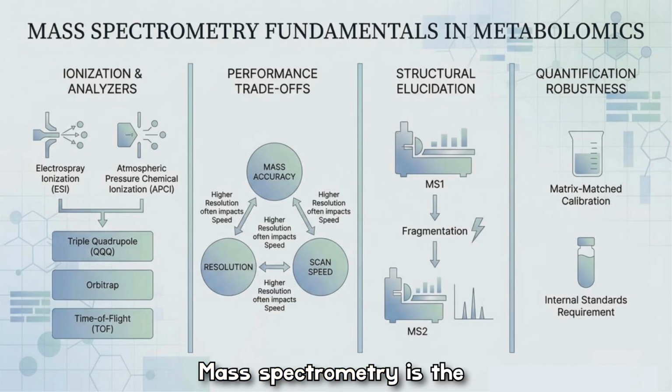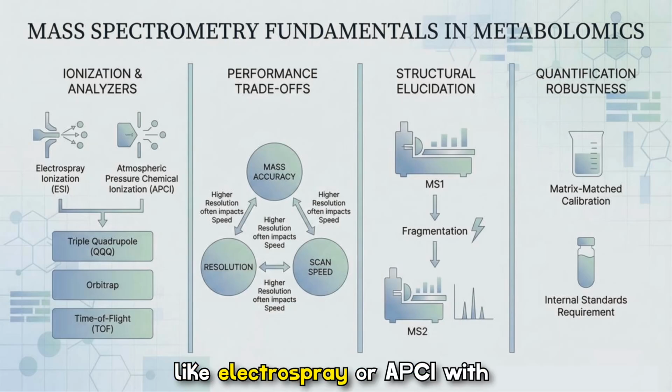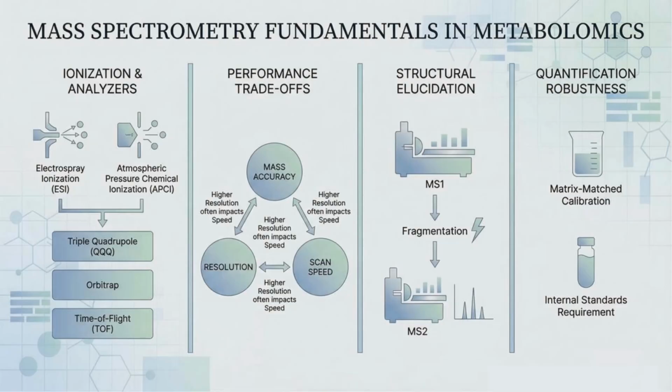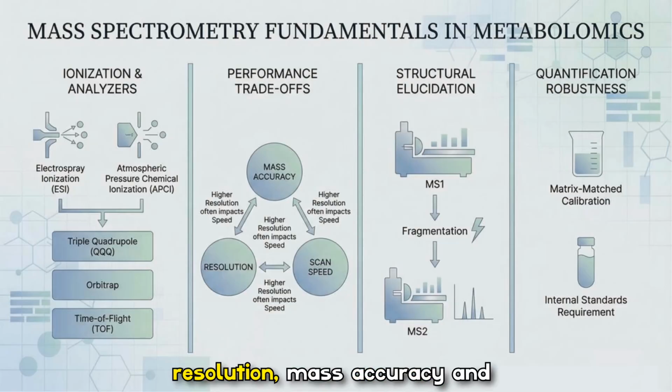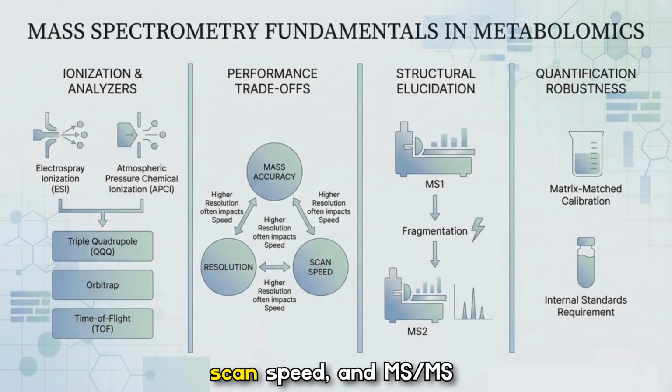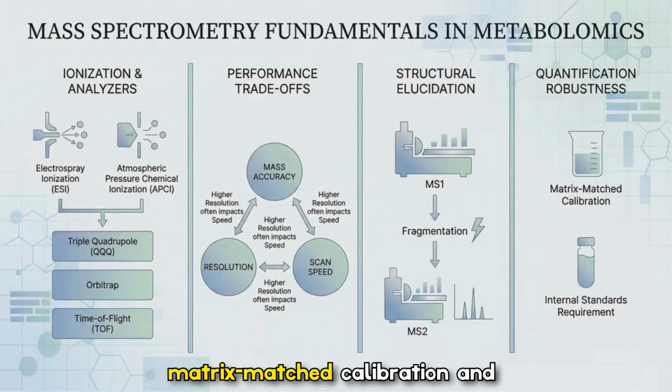Mass spectrometry is the workhorse of metabolomics, combining ionization methods like electrospray, or APCI, with analyzers such as triple quadrupole, Orbitrap, and TOF. Each choice trades off resolution, mass accuracy, and scan speed. And MS fragmentation provides structural clues. Robust quantification depends on matrix-matched calibration and internal standards to correct for variability and ensure reliable, reproducible measurements across experiments.